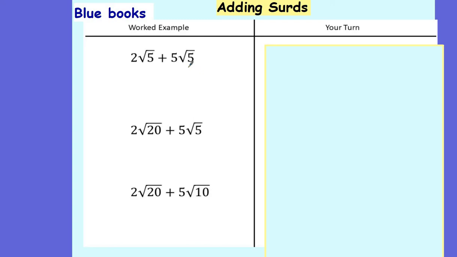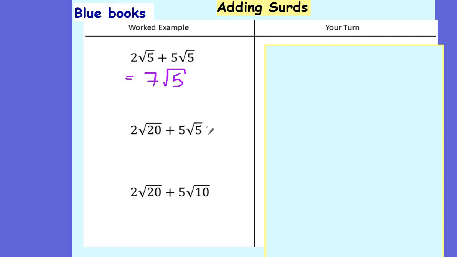Let's look at my first example. I've got 2 square root 5 and I add on 5 square root 5. So altogether I've got 2 plus 5 lots of the square root of 5, so 7 lots of the square root of 5.